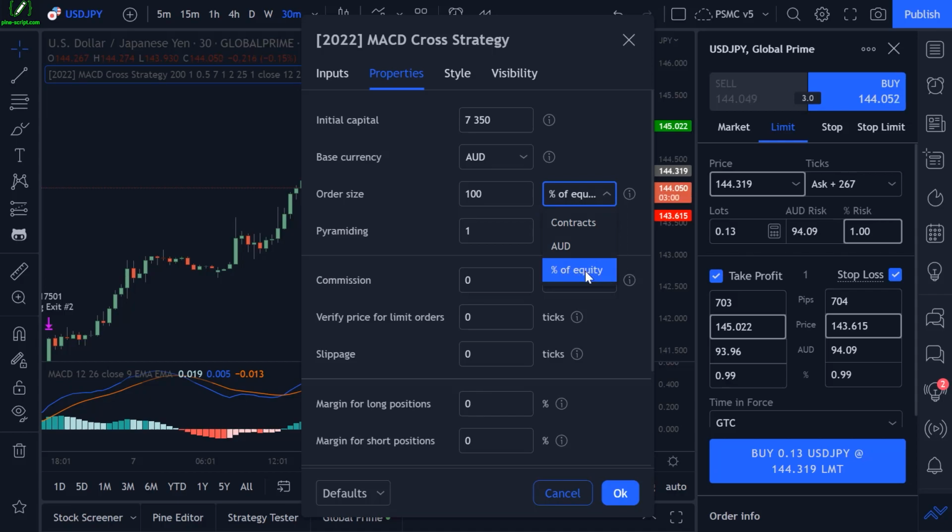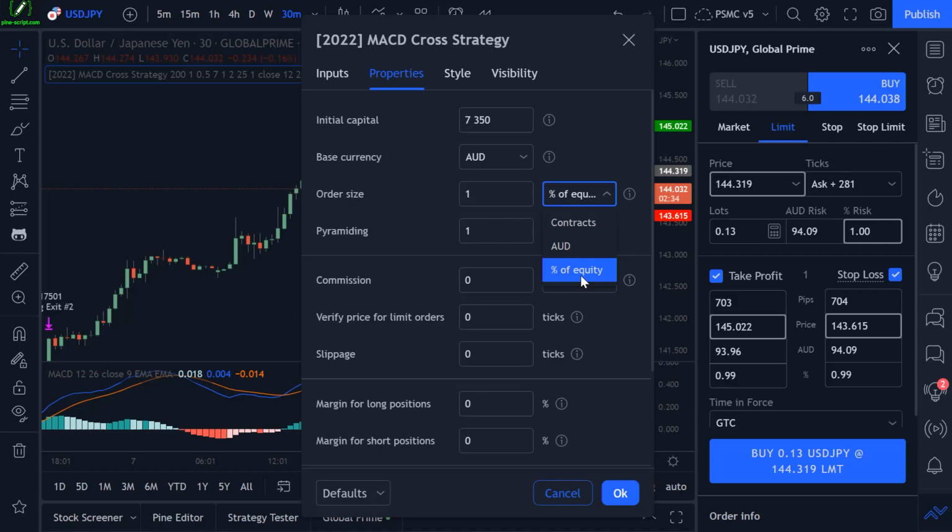Now, percentage of equity doesn't do what you think it would do. If I set this to 1, what this would do is if I have a $10,000 account, it will buy $100 worth of US yen. That's not the same as what we want. What we want is to risk 1% of our account on dollar yen, which means buying a significantly larger position size than $100. We need to use leverage in Forex.